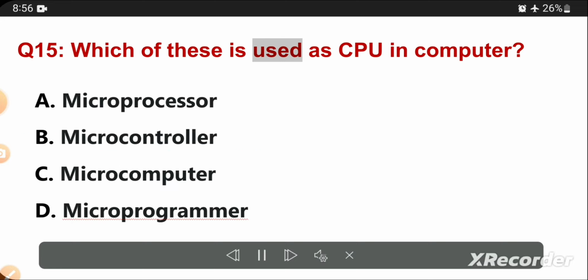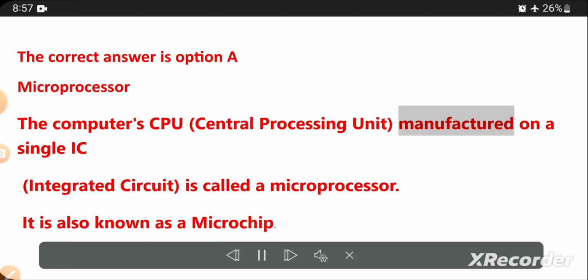Q15. Which of these is used as CPU in computer? Microprocessor, microcontroller, microcomputer, microprogrammer. The correct answer is option A. Microprocessor. The computer's CPU, central processing unit, manufactured on a single IC, integrated circuit, is called a microprocessor. It is also known as a microchip.